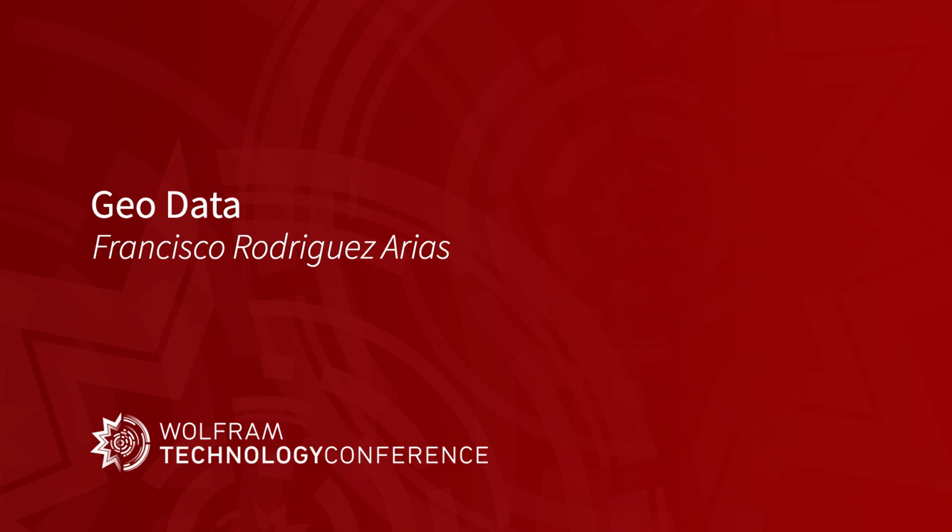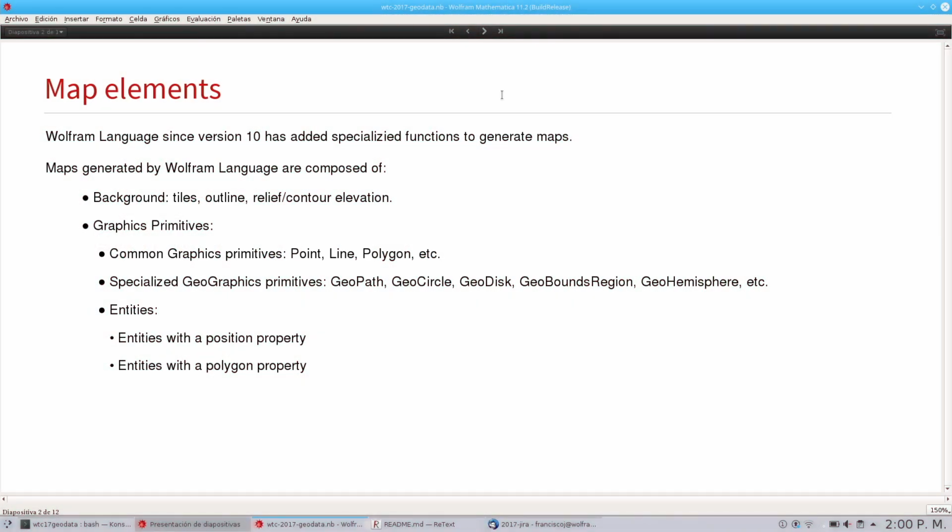So today I want to review most of what we have added to this field since Mathematica 10, when we started. And all this geographical data is about what we put in the maps. So what are these map elements?